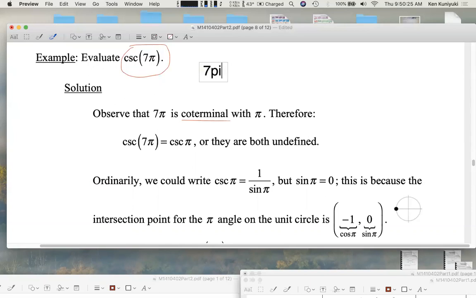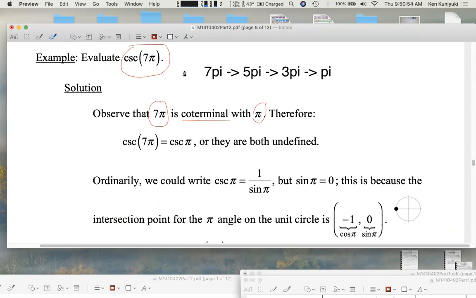We start with 7 pi. If we subtract 2 pi, we get 5 pi. If we subtract 2 pi again, we get 3 pi. If we subtract 2 pi again, we get 1 pi. And 1 pi is finally a pretty nice angle. So let's go ahead and say that 7 pi is coterminal with pi. We know pi pretty well.